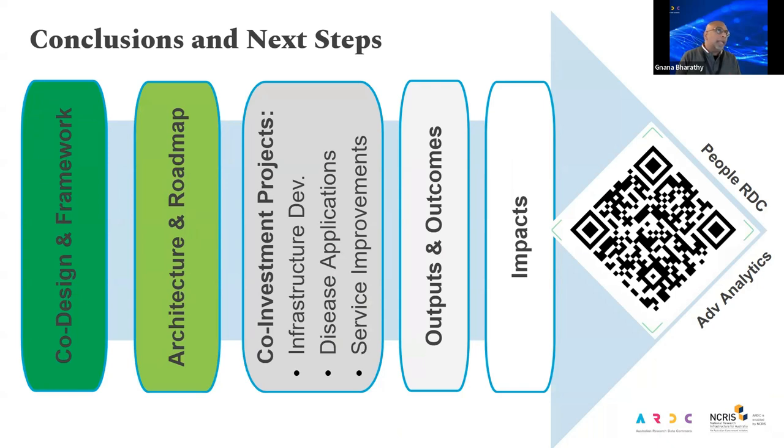So we had the core design, through which we have developed the framework, and then we have developed the architecture and the roadmap. Now, we have outlined how the core investment projects would proceed. Initially, it would be infrastructure development, and then we will bring this infrastructure to bear on disease applications. And later, this would actually be turned into service, as a service improvement for the research sector. And these will give us output and the outcomes.